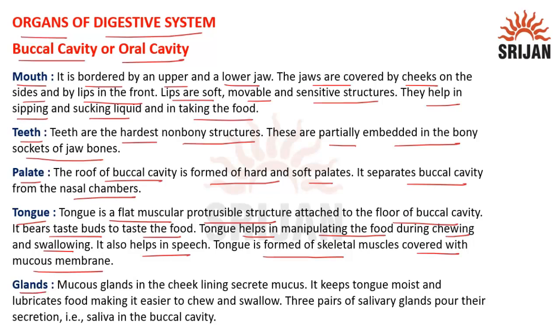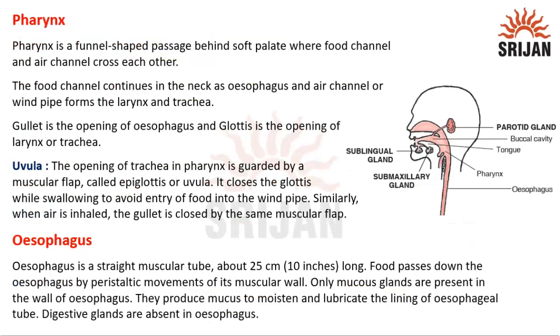Then glands. Mucus glands in the cheek lining secrete mucus. It keeps the tongue moist and lubricates food, making it easier to chew and swallow. Three pairs of salivary glands pour their secretion, that is saliva, into the buccal cavity. So we will see these three glands. This is the parotid gland, this is the sublingual gland, and this is the submaxillary gland.